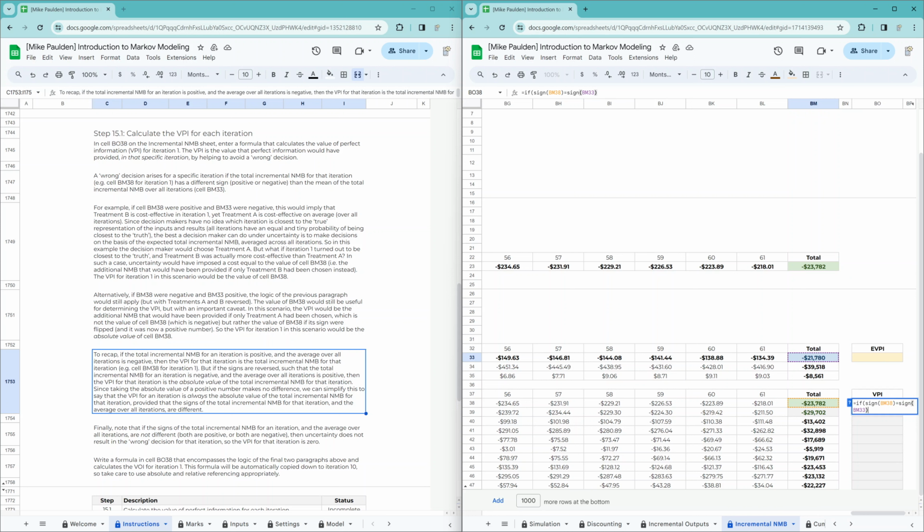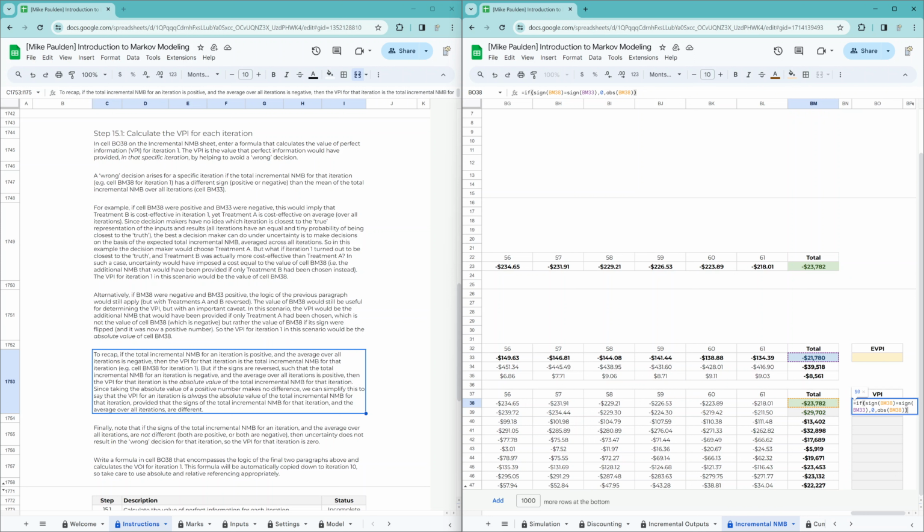then I want this cell to just have the value 0. There is no value of perfect information for that particular iteration if the signs are equal. But if that's not the case, then we need to take the absolute value of BM38. So we'll use the ABS function, which is absolute value. And we're going to click again on this cell. We just need to close the bracket. And then we need to close the bracket that's around the if statement. Now, before I press enter, let's think about this.